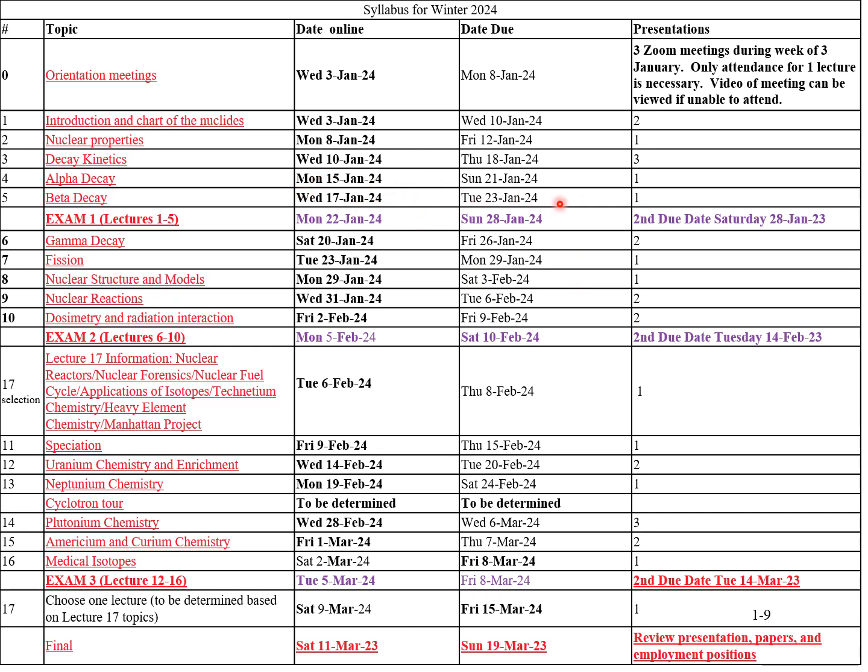The exam dates are also listed here. As you see, we have the date online, the initial due date, and the second due date. For the exam periods, during this time between the date on which it is posted and the due date, we will have office hours in which questions on the exams will be discussed. The final exam will be posted on the first day of the final exam week and will be due on the last day of the final exam week.